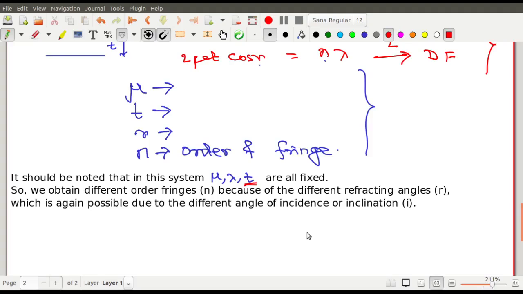Now you will ask, sir, we understand that they are characterized by inclination, but why do you call it equal inclination? You're right, that's also a point. You will say that sir, inclination is varying, so why do you call it equal inclination? Okay, I will answer it for you.